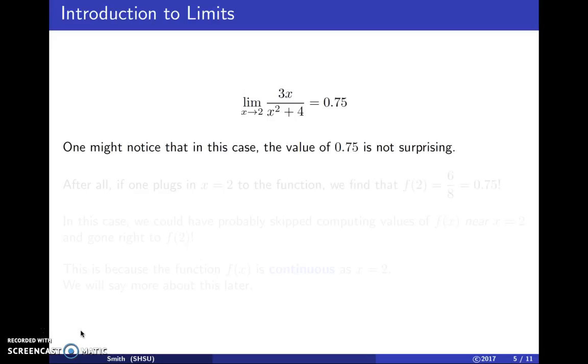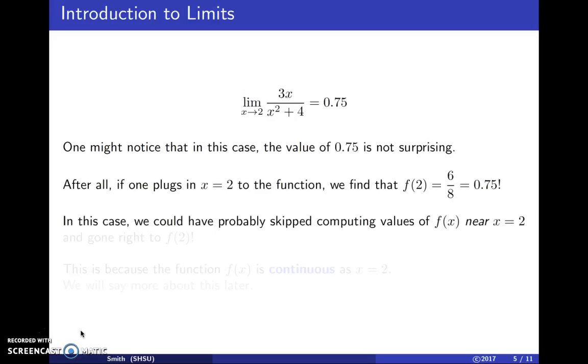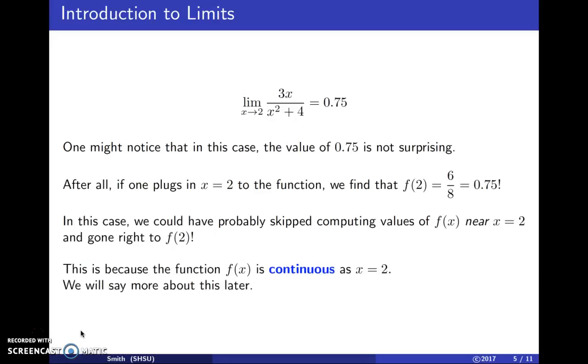One might notice in this case that the value of 0.75 is not surprising. Although we've stressed that limits have nothing to do particularly with the value at a, in this case, if we just go ahead and plug in x equals 2, we find that f of 2 is 0.75. So it should not be too surprising that as x gets close to 2, my function gets close to 0.75. In this case, and possibly just in this case, we could have skipped computing values near x equals 2 and gone right to plugging in the value 2. But this is because the function f of x is continuous at x equals 2. We will say more about this later.